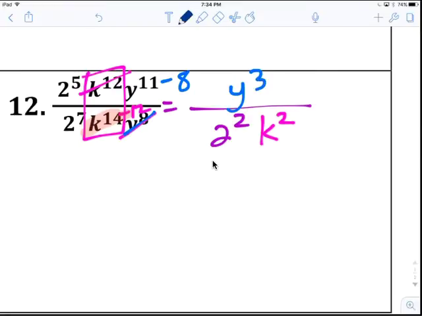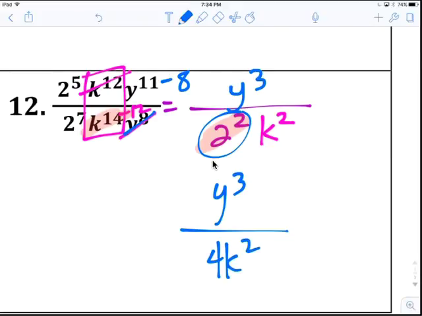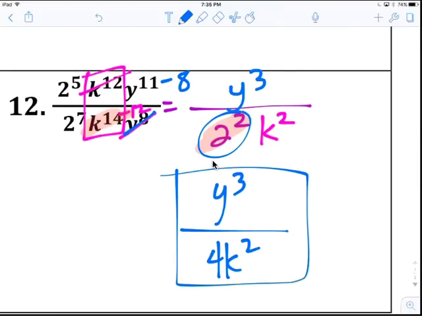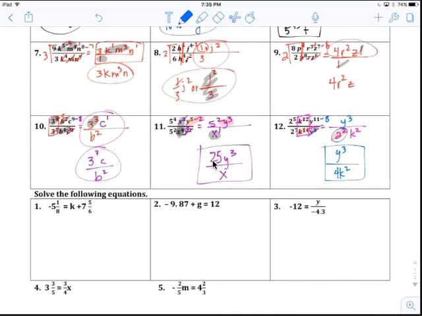Okay, the only thing you can simplify this is 4. So y to the third, this now is 4k squared. Invisible 1 if you want to put 1/4 y third. If you don't, that's fine too. Okay? All right.